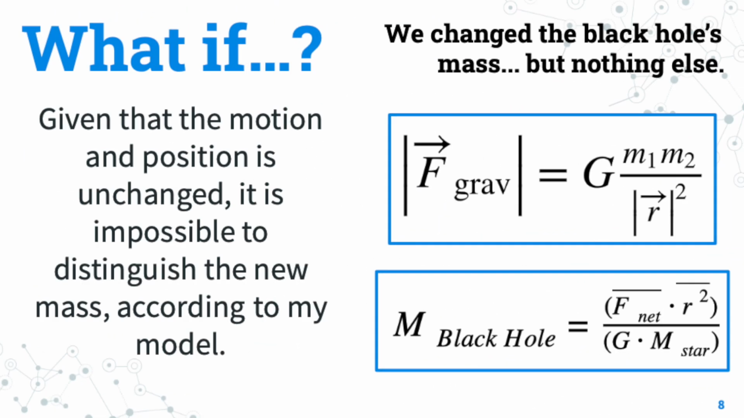One of the questions that this lab asks is that if we change the mass of the black hole, but nothing else about this problem, including the motion and the position, would we be able to find this new mass? And in terms of the model that I have created, I would not be able to find the new mass. This is all due to the fact that if the motion and position are unchanged, the net force and the radius would also be unchanged in the equation that I have. Due to the fact that these quantities, as well as the gravitational constant and the mass of the star would be the same, there would be nothing else in the equation to give us a different value.